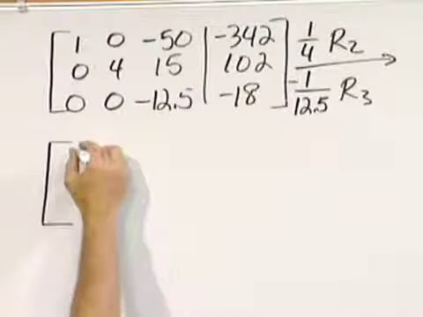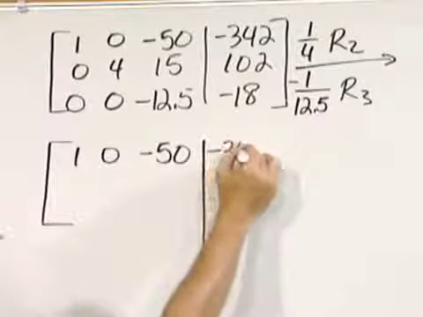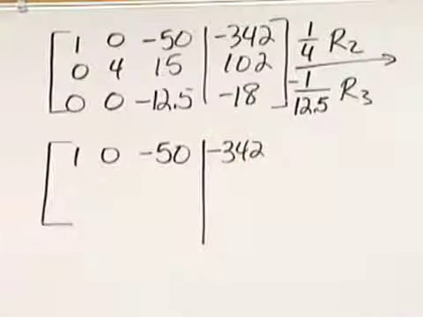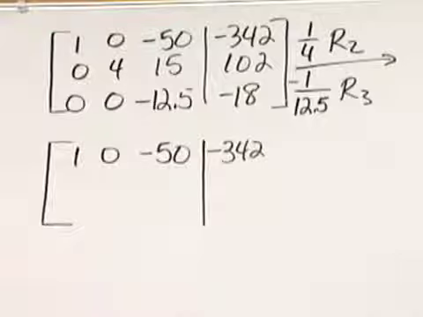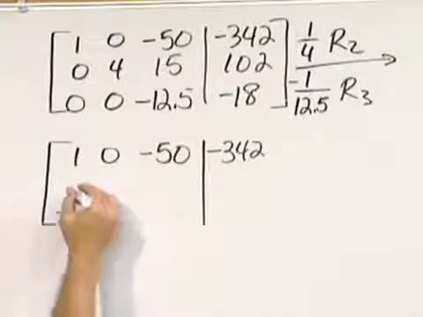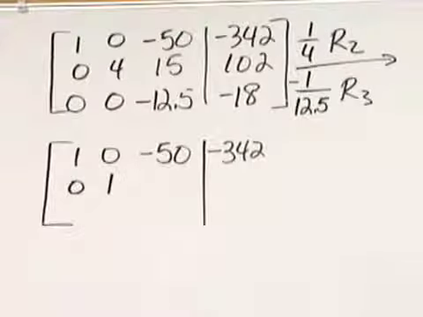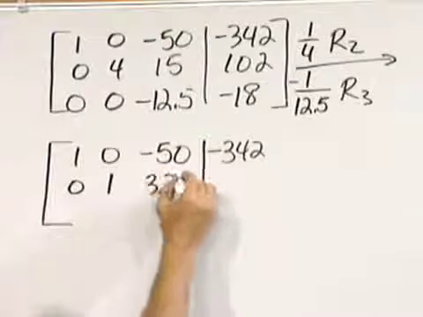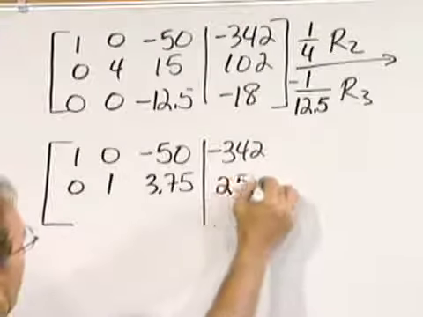Row number 1 does not change, so it's 1, 0, negative 50, negative 342. And I drew that line a little too long. Now let's take 1/4 of row 2. So 1/4 of 0 is 0, 1/4 of 4 is 1. 1/4 of 15 is 3.75. And 1/4 of 102 is 25.5.